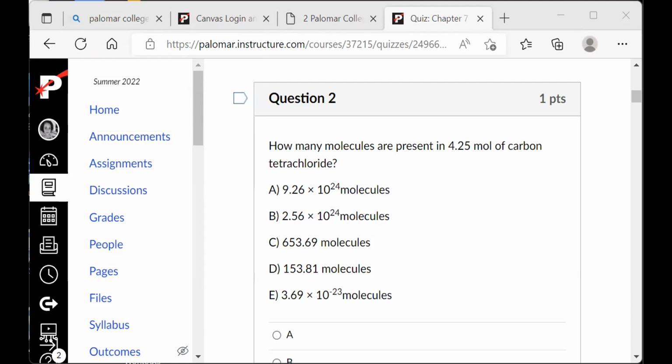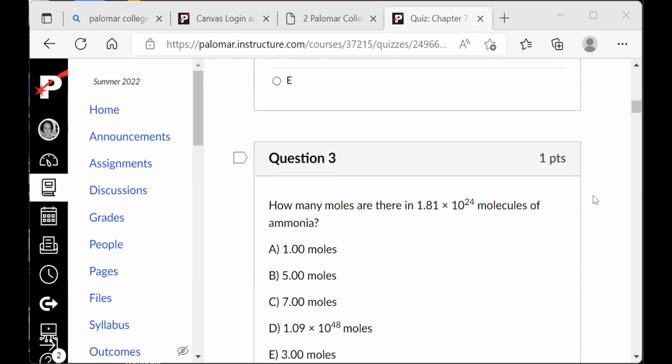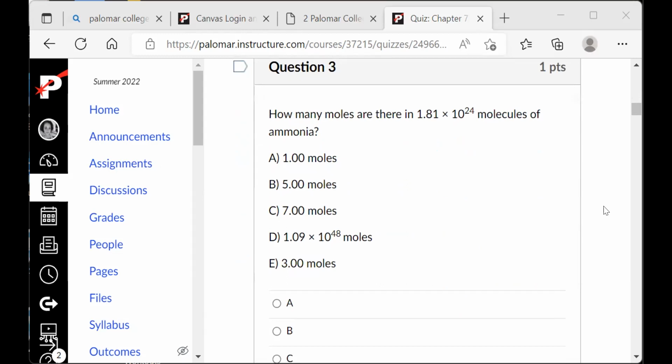Let's go to question number 2. How many molecules are present in 4.25 moles of carbon tetrachloride? We're finding molecules. We're going from moles to molecules. What do we need? Great, we multiply again by what? Great job, Avogadro's number.